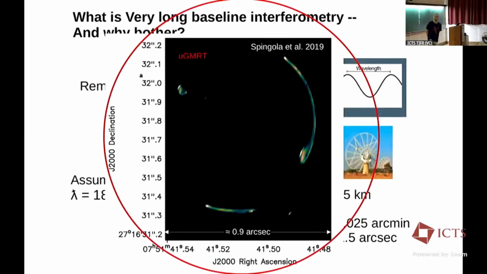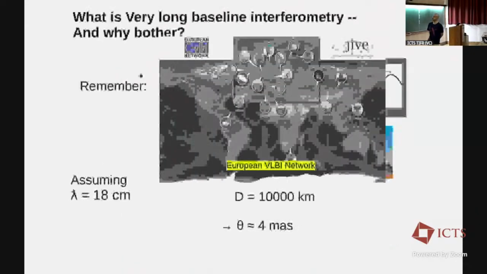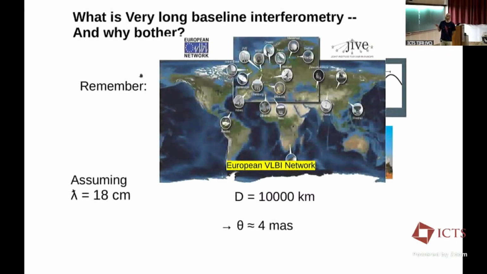If we stick the uGMRT beam onto this, this tiny red circle that we saw before, you get that the uGMRT beam on a 25 kilometer baseline covers this part of the sky entirely. So you will not be able to resolve this. There's no way. So that's why there is VLBI, and my favorite array here is the European VLBI Network. And this is just stations all across the globe.